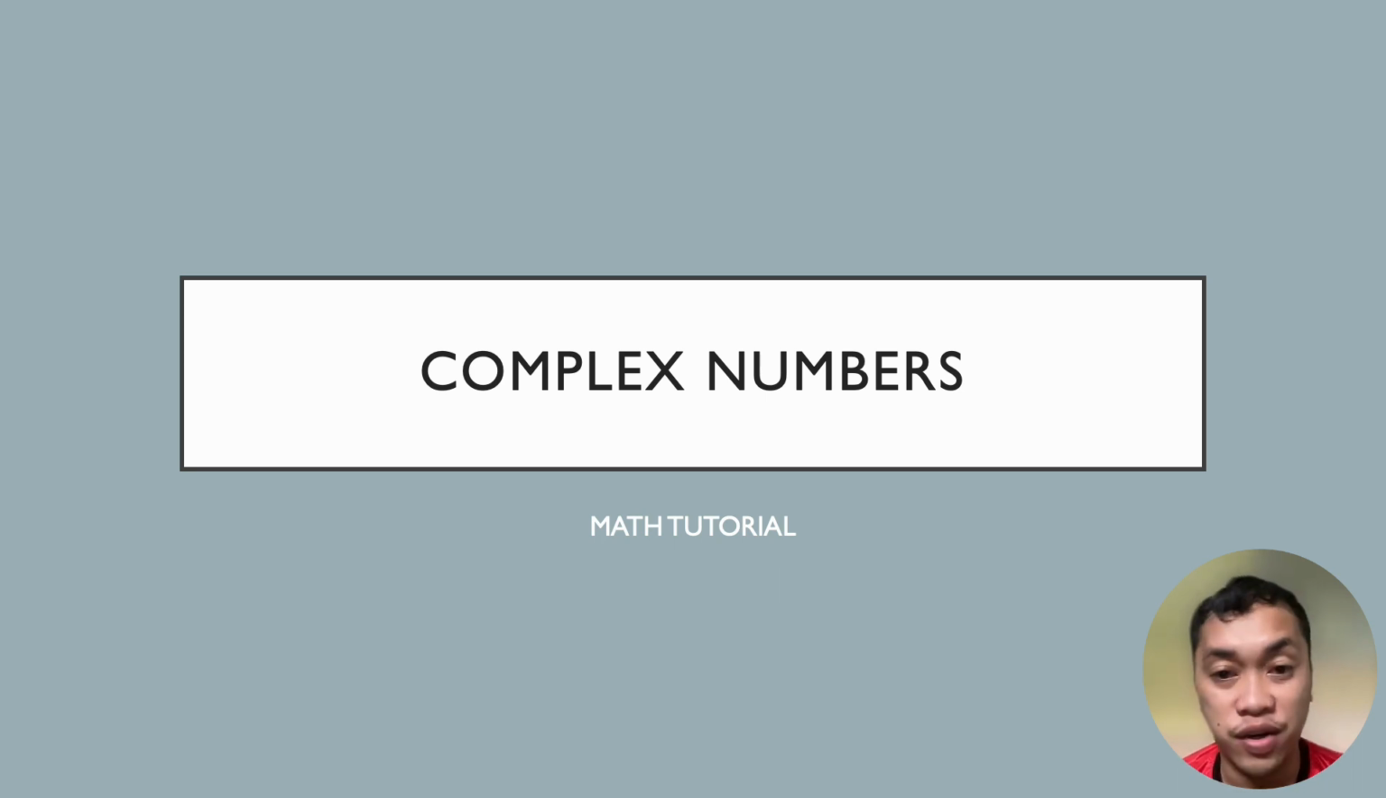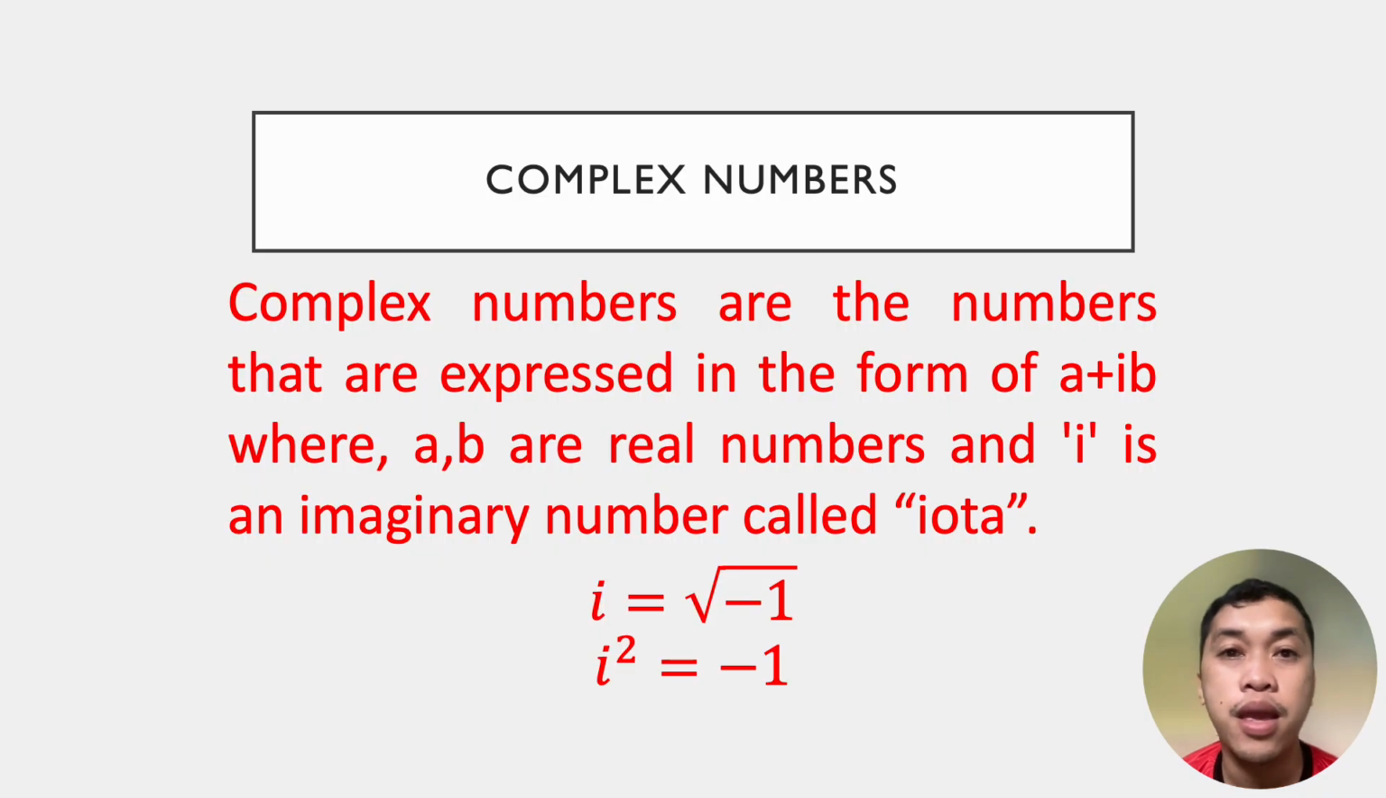What are complex numbers? Before we proceed with the operations concerning complex numbers, we will first define what they are. Basically, complex numbers are numbers that are expressed in the form a plus ib. The only difference here is that complex numbers have i, where a and b are real numbers and i is an imaginary number called iota.